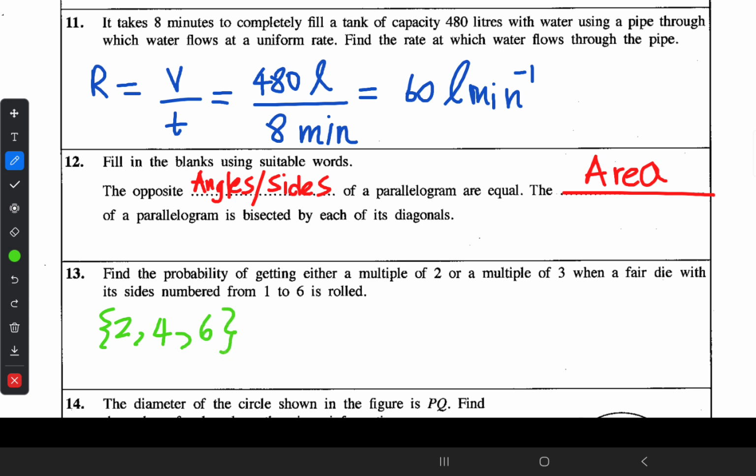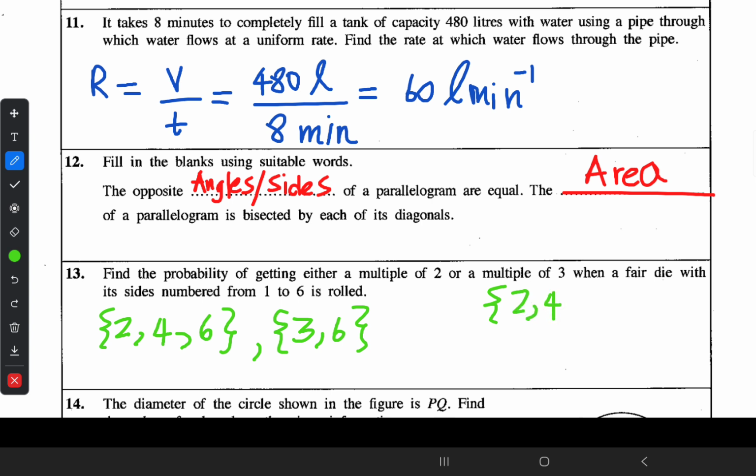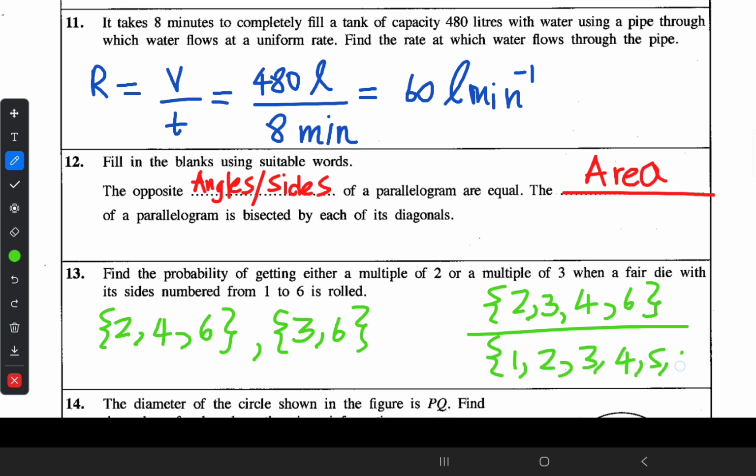And multiples of 3 are 3 and 6. So what are the overall outcomes? The different outcomes are 2, 3, 4, 6. And totally how many values are on the die? 1, 2, 3, 4, 5, 6. So these are the expected outcomes.